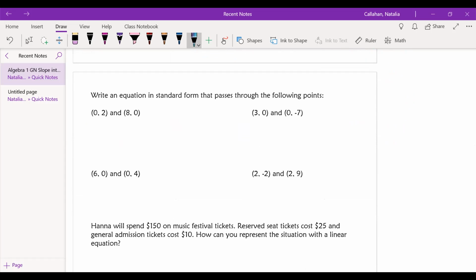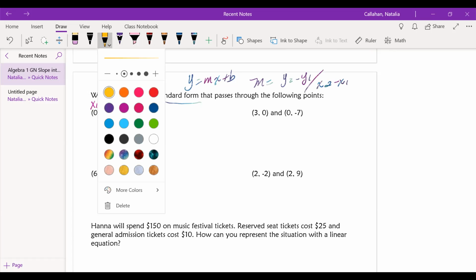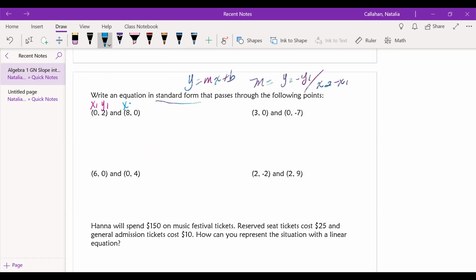All right, let's move on to the next part. Next part says write an equation in standard form that passes through the following points. Okay, so if you're going to write an equation in standard form, you would have to find the formula first in y-intercept form. So I would need to have my slope, and my slope is y2 minus y1 over x2 minus x1. Okay, so let's go ahead and first label everything. x1, y1 for my first point, x2, y2 for my second point.